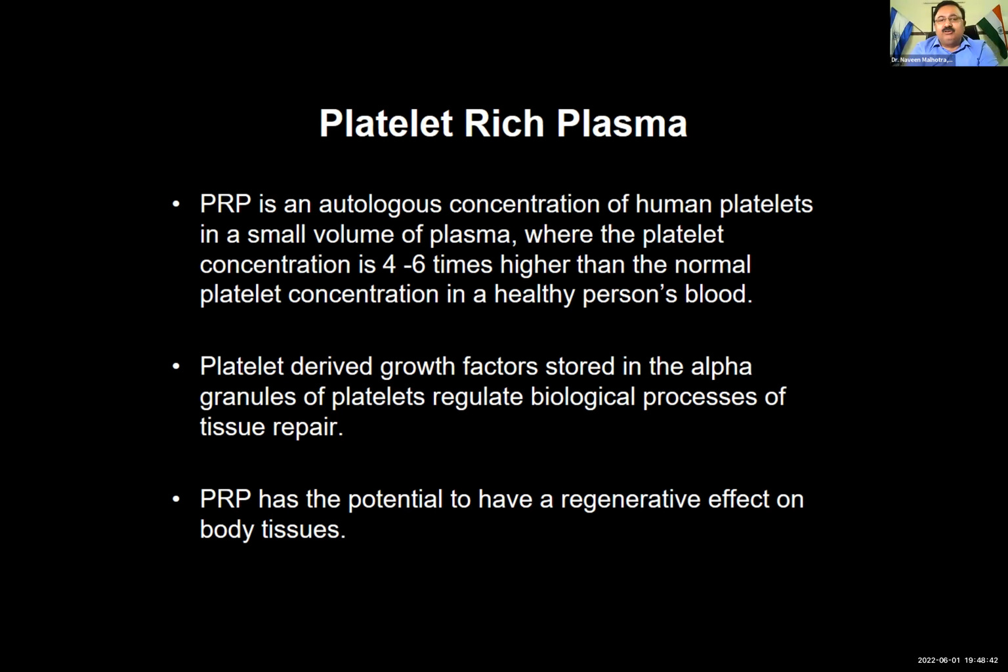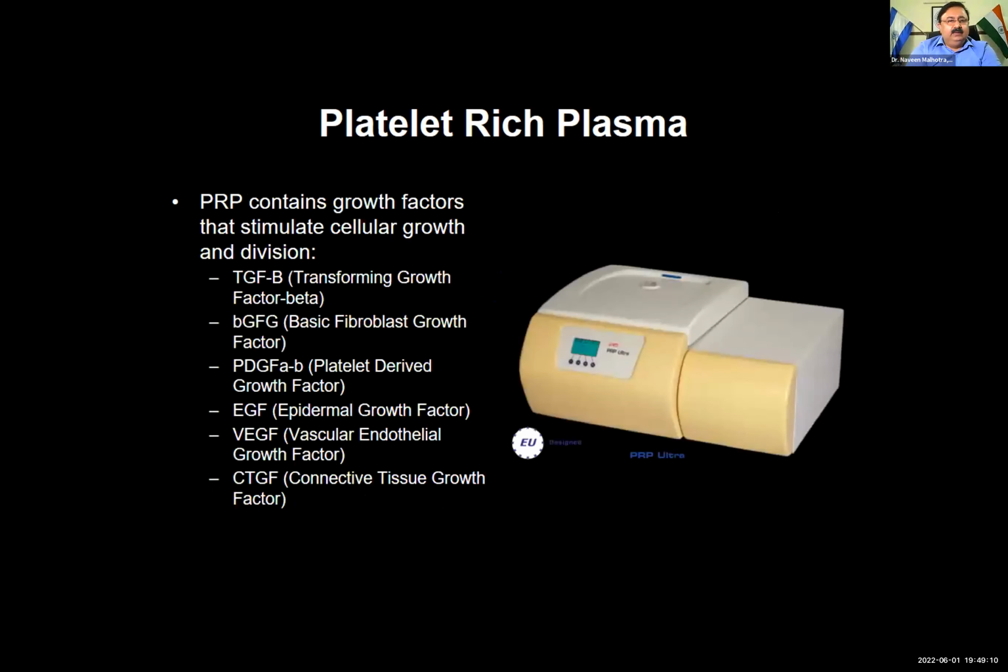It is an autologous concentration of human platelets in a small volume of plasma, where the platelet concentration is 4 to 6 times higher, usually 4 times higher, around 8 lakhs per cubic millimeter, which is higher than the normal platelet concentration in a healthy patient's blood. Platelets derive growth factors, which are stored in the alpha granules of platelets, and they regulate the biological processes of tissue repair. It has a potential regenerative effect on body tissues, and lots of cellular growth factors are there, whether TGF beta, basic fibroblast growth factor, and so on and so forth.